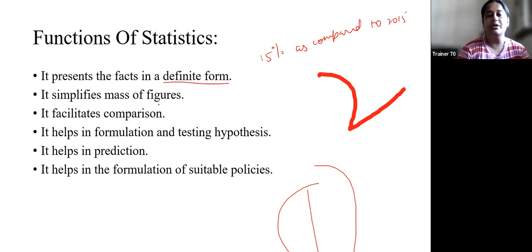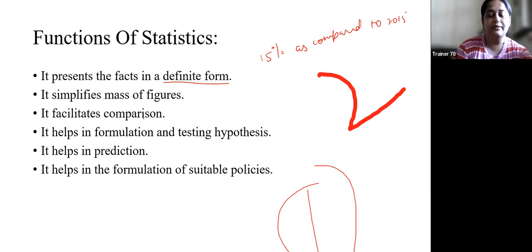It simplifies mass of figures. अब आपके पास जो भी डेटा है, you can represent that data in the form of histogram, in the form of frequency polygon, in the form of bar chart. There are a lot more options. So जो आपके पास बड़े बड़े फिगर्स थे, उन्हें आपने एक छोटे से डायग्राम के फॉर्म में रिप्रेजेंट किया. उससे आपको क्या हुआ? इट बिकेम इजी फॉर यू एंड फॉर एनीवन एल्स टू अंडरस्टैंड द डेटा गिवन.